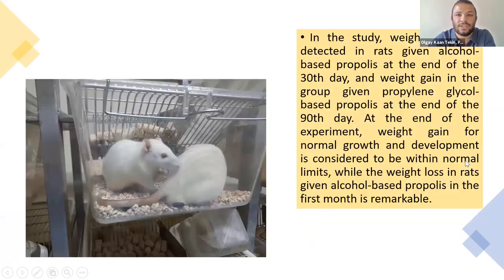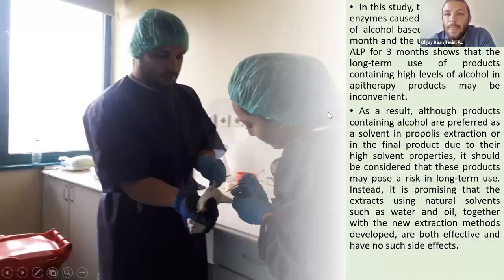In this study, weight loss was detected in rats given alcohol-based propolis at the end of the 30th day, and weight gain in the groups given propylene glycol-based propolis at the end of the 90th day. At the end of the experiment, weight gain for normal growth and development is considered to be within normal limits, while the weight loss in rats given alcohol-based propolis in the first month is remarkable.